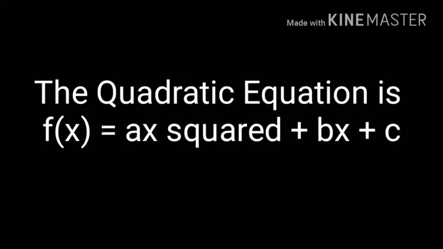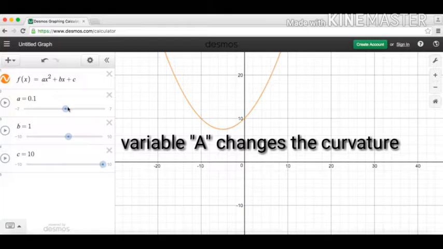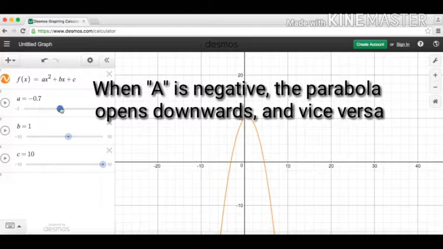The quadratic equation is f of x equals ax squared plus bx plus c. Variable a changes the curvature of the parabola. When a is negative, the parabola opens downward and vice versa.